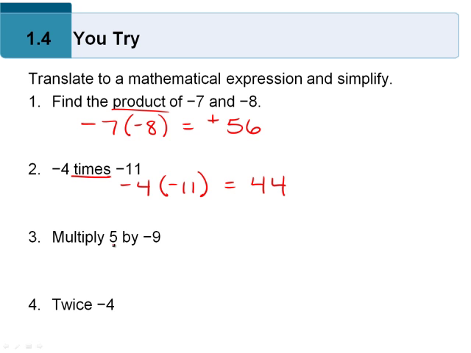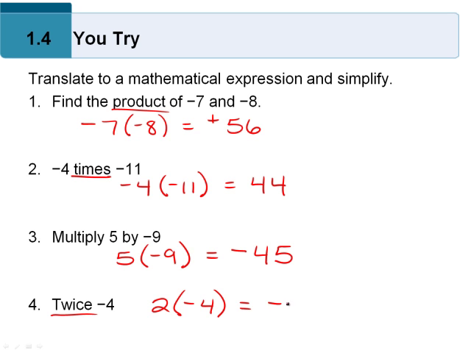And number 3, multiply 5 by -9. So we're going to have 5 times -9. Well, here we have a positive and a negative, so the signs are different, which means we're going to get a negative 45. And number 4, twice -4. So remember, twice is always 2 times something. So we're going to have 2 times -4. The signs are different, so that's going to be a -8. So remember, with multiplication rules, if the signs are the same, the answer is positive. If the signs are different, the answer is negative. And that's it for section 1.4.